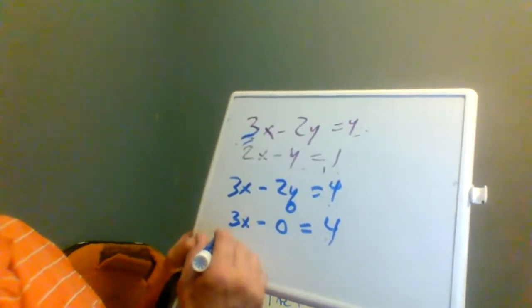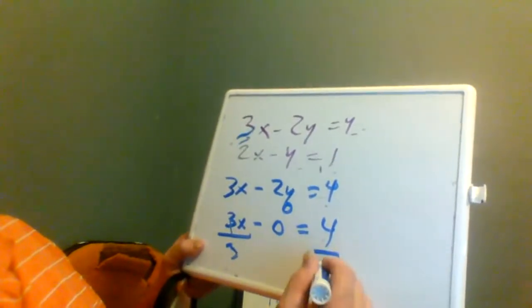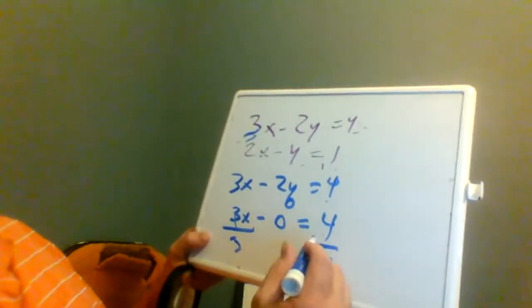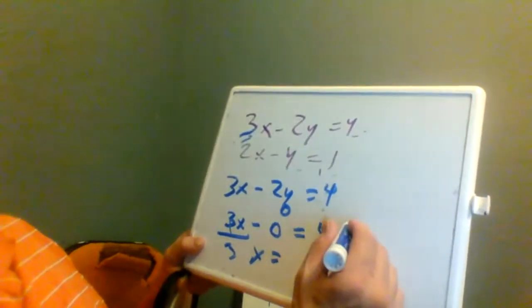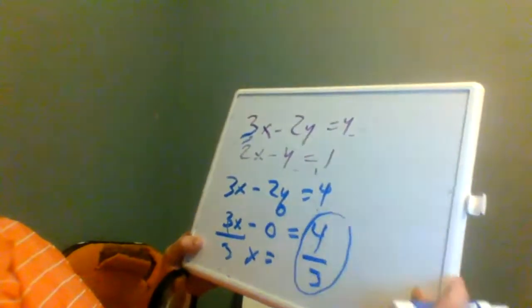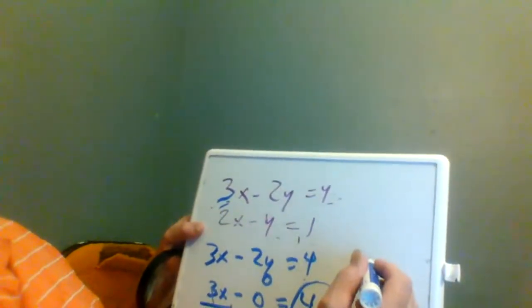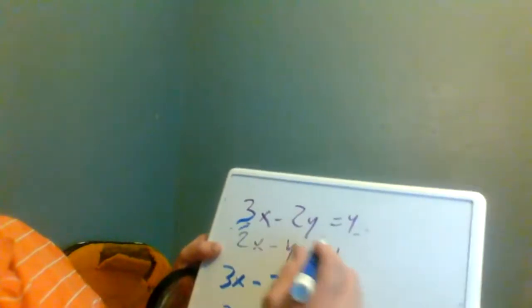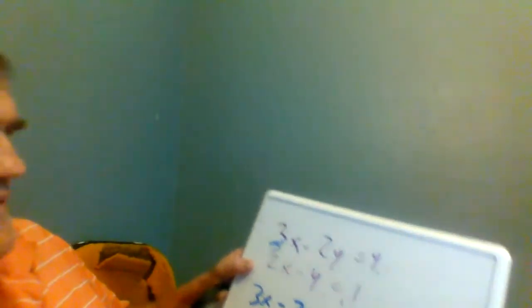So what are we going to do? Divide by 3. You're going to have 4 over 3. X is equal to 4 over 3. So we get x is equal to 4 over 3, and that solves for that one right there.